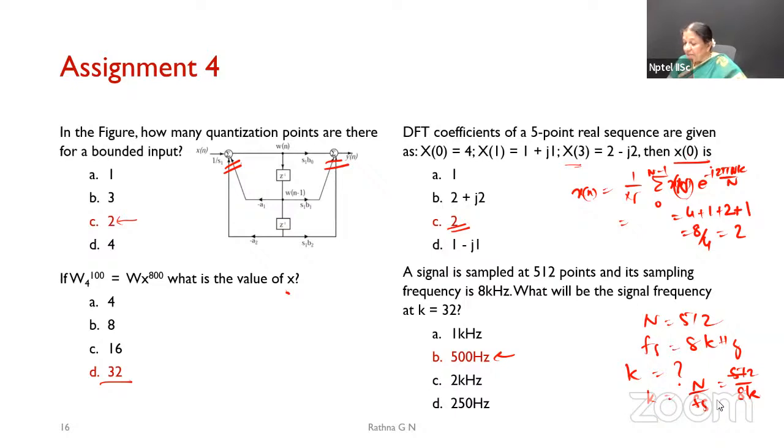Did I apply the correct formula? It should be Fs by N, that is what you will be taking. Sorry. Because I need it in hertz, so 8,000 divided by 512.